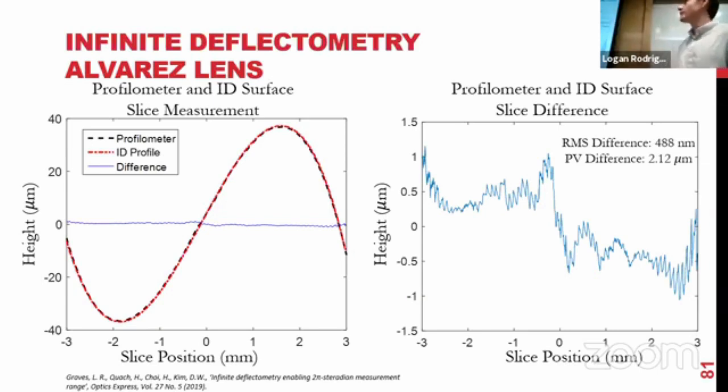So what's shown here on the left is the result from the profilometer shown in a dotted black line, and the profile from the infinite deflectometer reconstruction shown in a dotted red line. And the difference is shown in blue. It's pretty hard to see, but suffice to say that they're very similar. So we blew up the difference on this right-hand side, and you can see that the difference is jagged up and down. However, overall, the RMS difference is only 488 nanometers. So it's quite accurate.